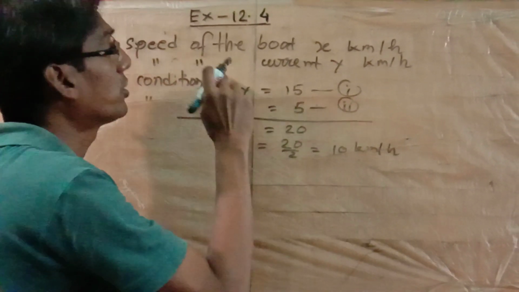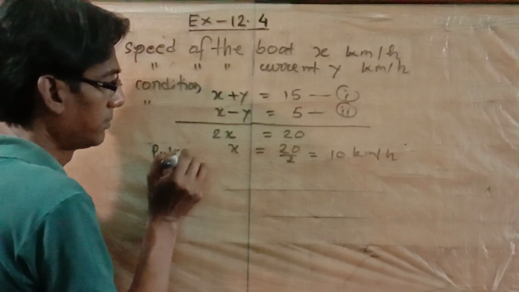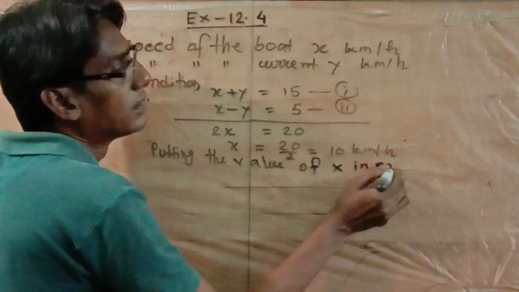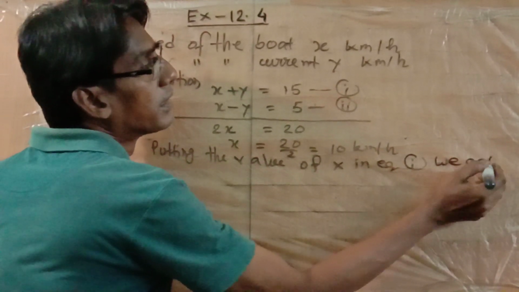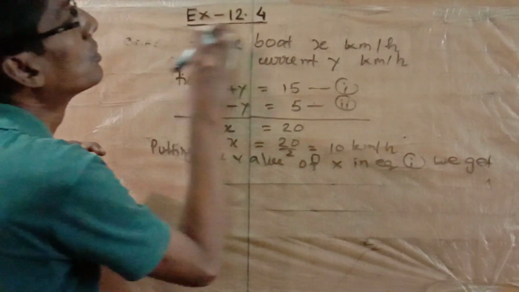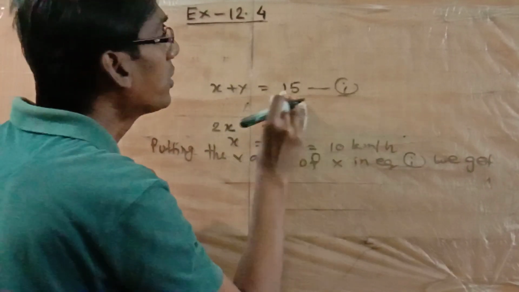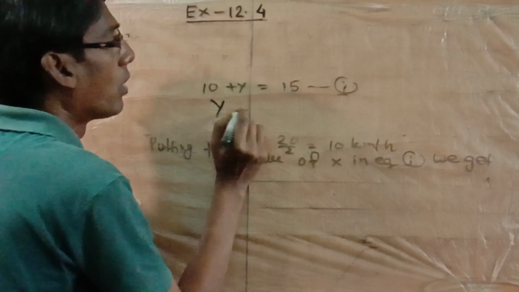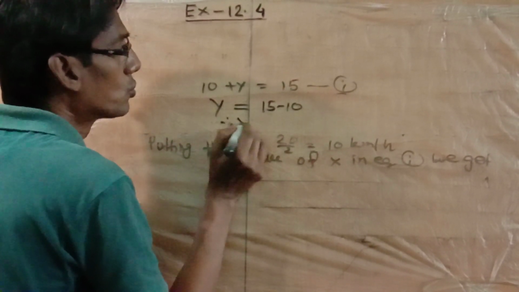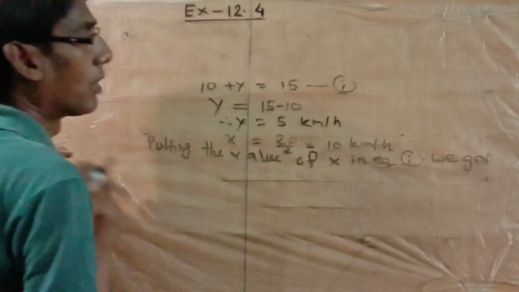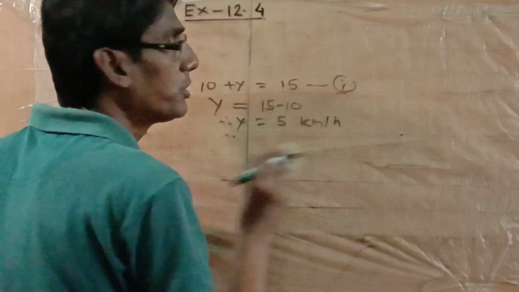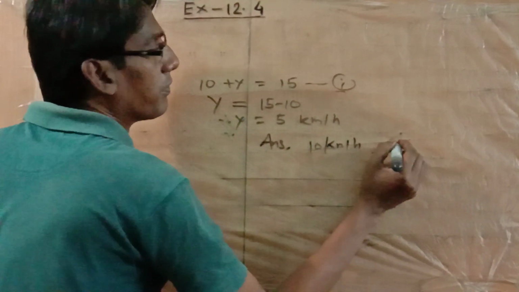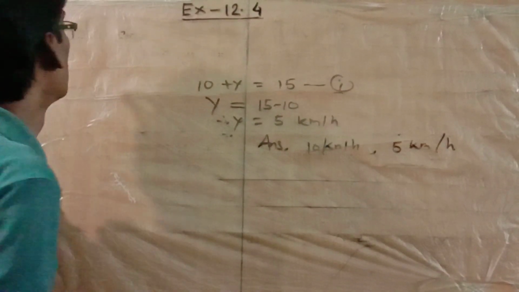Now putting the value of x in equation 1, look at here, equation 1. If I put the value of x in equation 1, then it will be 10 plus y equal to 15, or y equal to 15 minus 10, so the value of y is 5 kilometer per hour. Thus, that's all the math. Speed of the boat is 10 kilometer per hour and speed of the current is 5 kilometer per hour. So we solve math number 16.